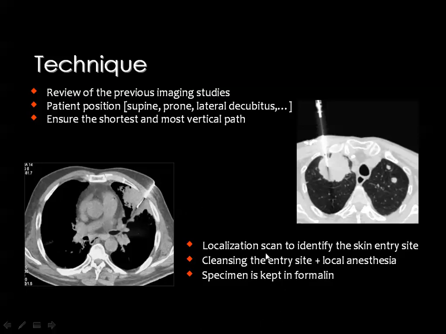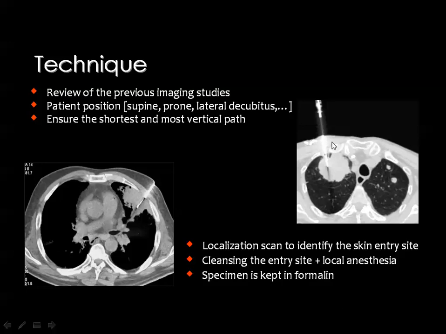Then a localization scan is obtained to identify the site of skin entry, and you mark the site of skin entry by a marker on the skin of the patient. Then you perform adequate sterilization of the site of entry and give some local anesthesia. Then you measure the distance from the skin to the central part of the lesion, and you mark this distance on the needle, and you push your needle inside the lesion. Then you take a section, or if you have a fluoroscopy CT, you can see the introduction of the needle until it reaches the site of the lesion.